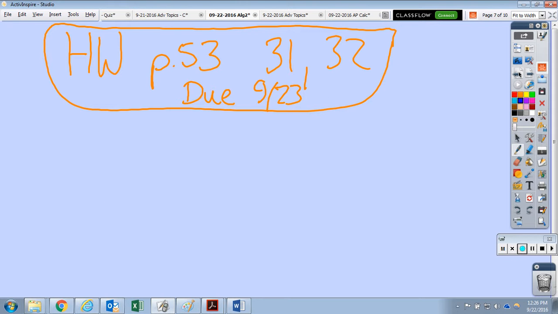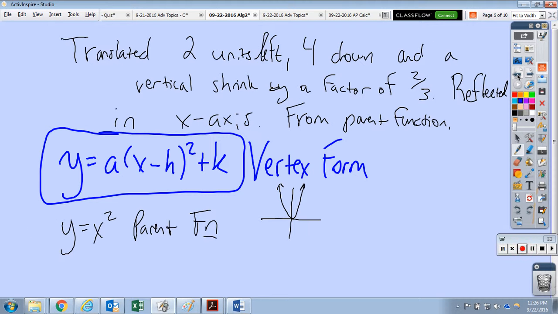So let's talk about this. Actually, I might be able to fit it on here, so you might be good. So translated 2 units left, 4 down, and a vertical shrink by a factor of 2/3, reflected in the x-axis, from, of course, the parent function. So let's see if we can write this.